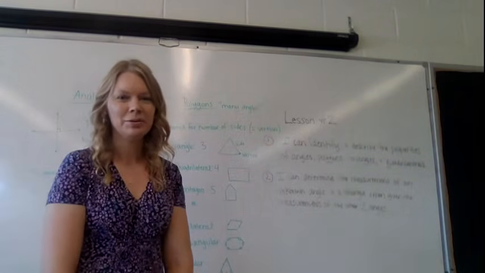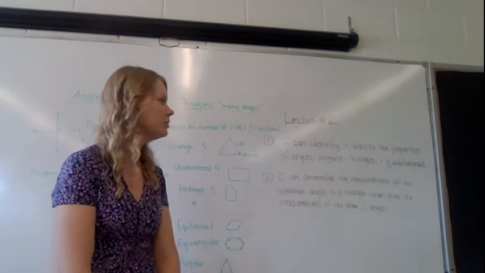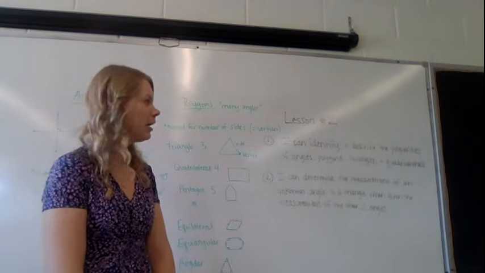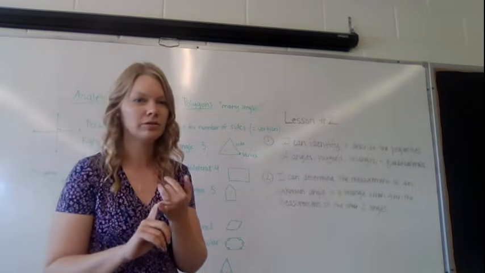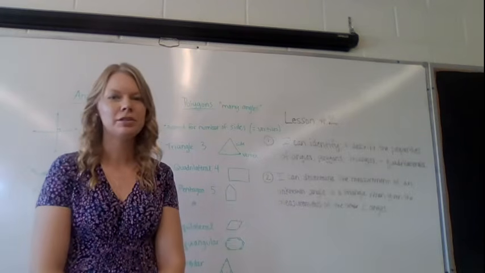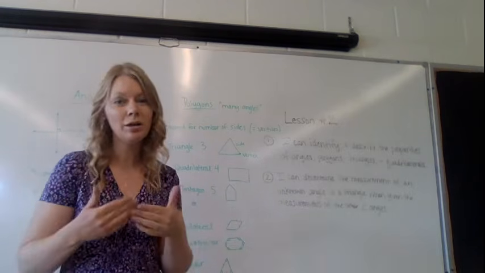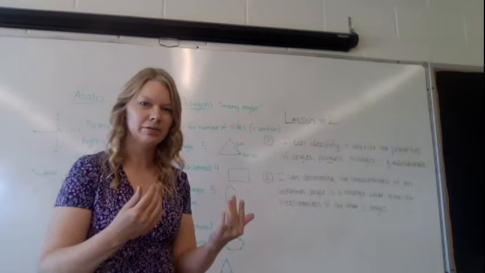Lesson number 2 has two objectives. The first one is to be able to identify and describe the properties of angles, polygons, triangles, and quadrilaterals. And the second objective is to be able to determine the measurement of an unknown angle of a triangle when you are given the other two angles.